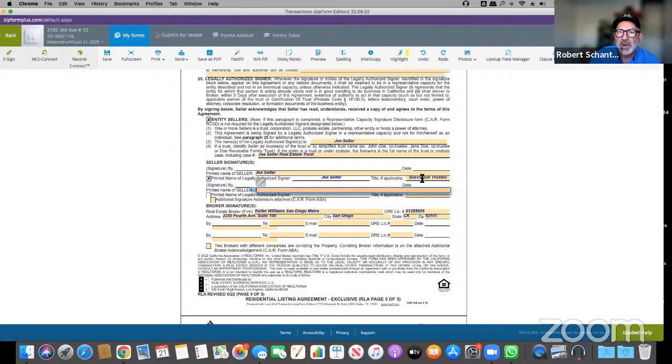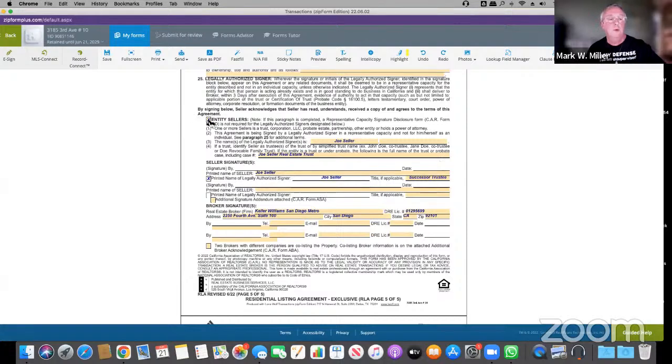This is brand new. It just came out, you guys. I believe when you check that box that says entity sellers in section 25, that it pre-checked the printed name of legally authorized signer for you. It did. Okay. All right. And then you get the seller to sign.